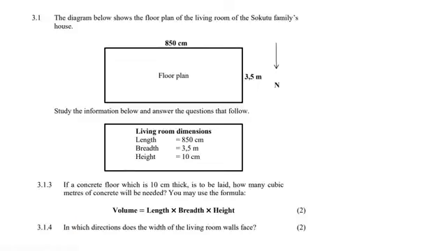Okay, carrying on. So it says that if a concrete floor which is 10 centimeters thick, that's where the height is coming in. It's not the height of their house, it's the height of the concrete floor. Is to be laid, how many cubic meters of concrete will be needed? Volume is equal to length times breadth times height. And it says how many cubic meters, so they want us to use this formula, but we have to use meters. So remember the length, we already converted that, it was 8.5. The breadth we know is 3.5.